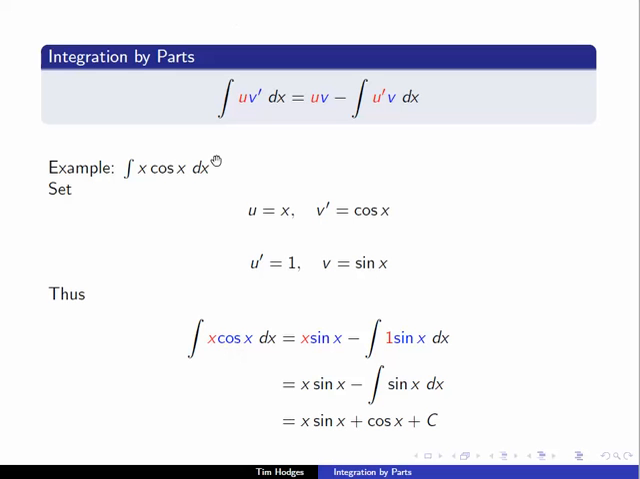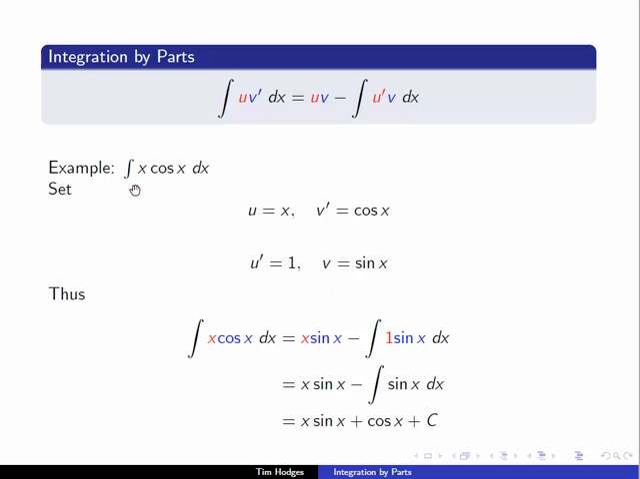So what happens when we apply the formula? We get uv, that's x sine x, minus u prime v, that's 1 times sine x. So this is just x sine x minus the integral of sine x, which is minus cosine x, so the two negative signs cancel out and give us a final answer of x sine x plus cosine x plus c. So you see it's fairly straightforward to implement once you get the hang of it.